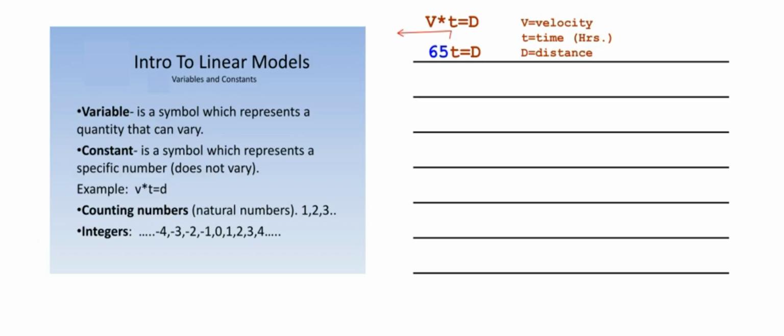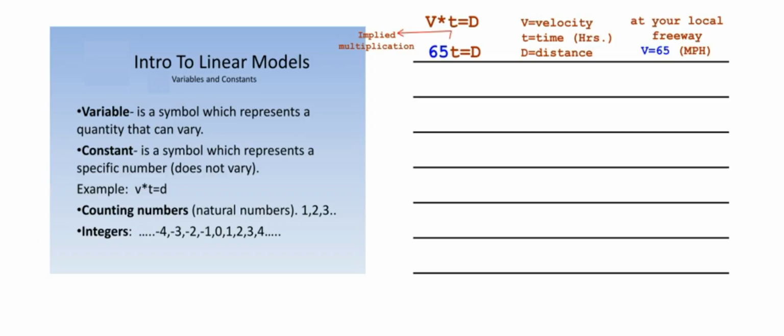Notice that there's nothing between the 65 and the t, so therefore it's implied multiplication. There is no addition, no subtraction, and no division sign. So it's got to imply that it's multiplying. 65 is multiplying with the t. So 65 times t, or 65t, is how we say it.